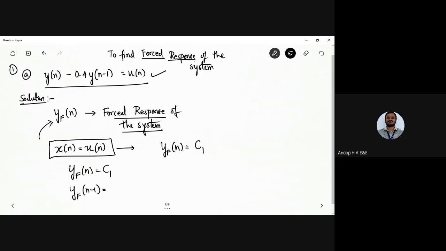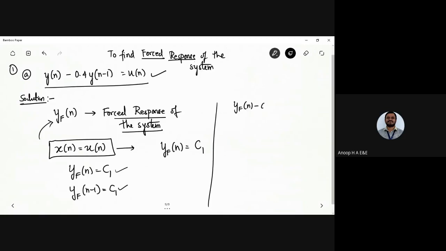So depending on the equation given here, I can write it as yf of n minus 1, which is another constant, c1. That is because the term (n minus 1) raised to the power 0 is equal to 1, whatever the value of n. So I can write it as another constant, say c1 again.